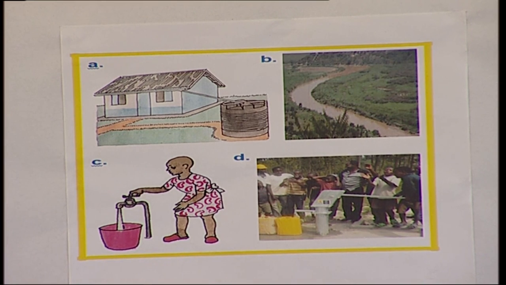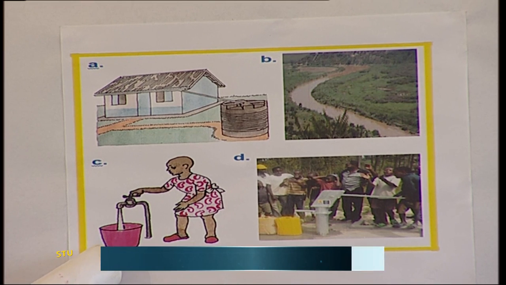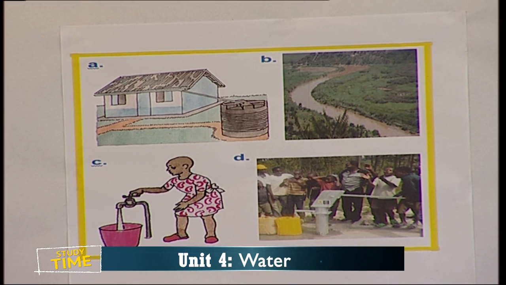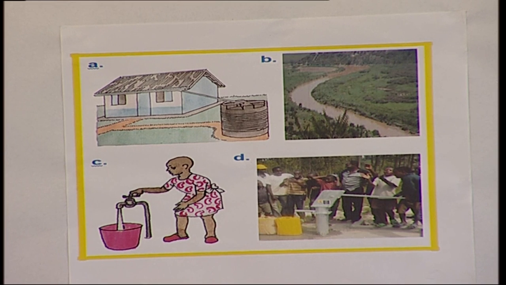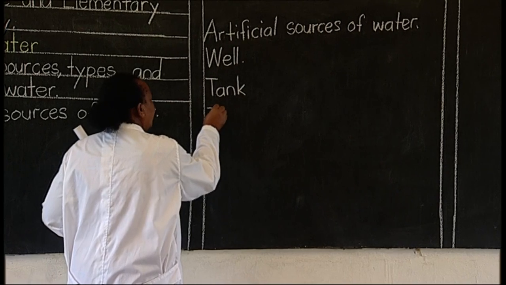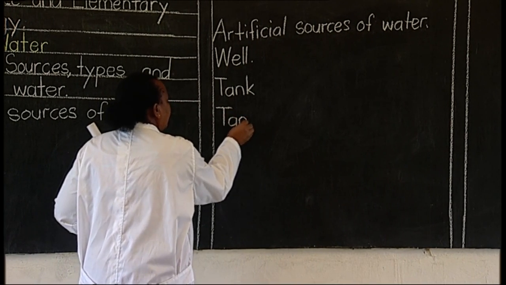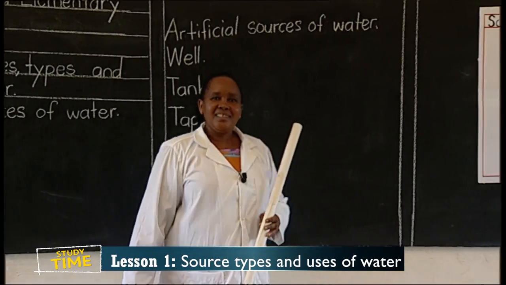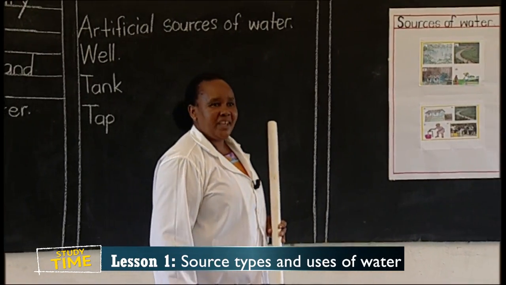So we go to our chart again. You can see this girl, see what she's doing, and tell me that source of water. Have you seen it properly? Okay. What is its name? Okay, wonderful. A tap. Is it natural or artificial? Okay, it's artificial. Wonderful. So we shall write here the word tap. Tap. Very short like that. Everybody, tap. You are wonderful today.